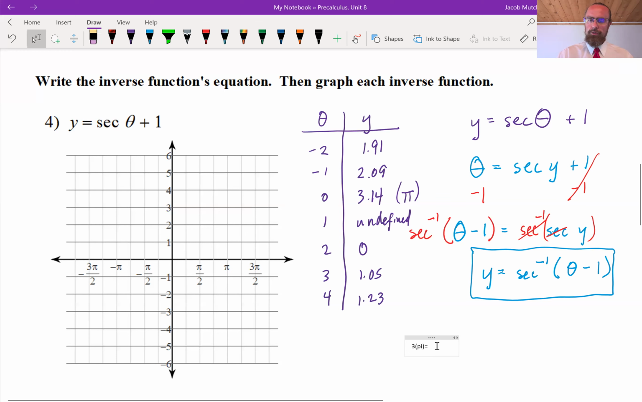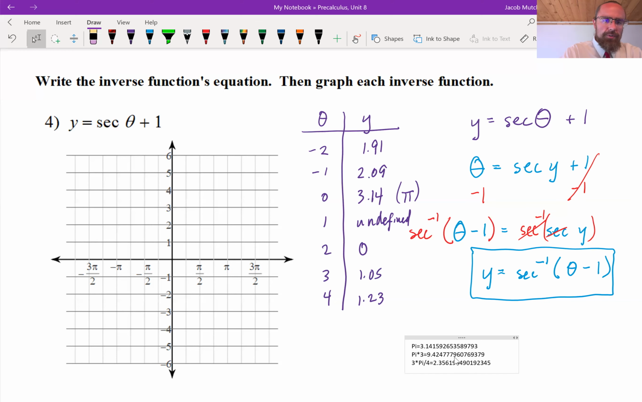Let's do this first. And then we'll do pi times 3. And then we'll divide that by 4. Again, I'm just looking to see what's the value here. In fact, let's try this. 3 times pi divided by 4. So I can see that this is about 2.36 right there.